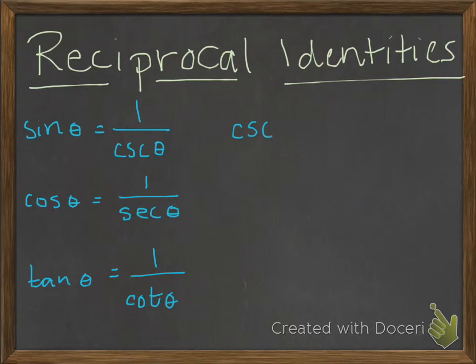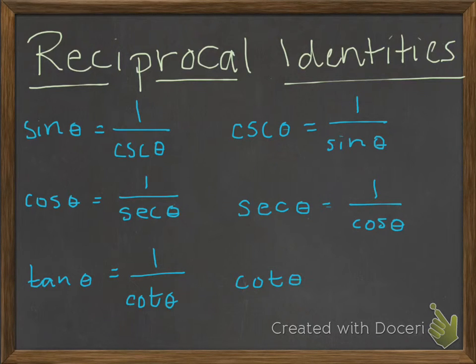So if we have cosecant of theta, that's the same thing as saying 1 over sine of theta. Secant of theta is 1 over cosine of theta. And cotangent of theta is 1 over tangent of theta. So these are our reciprocal identities, and we're going to do a little bit more with these in tomorrow's video. Last thing I would like to give you is the quotient identities.